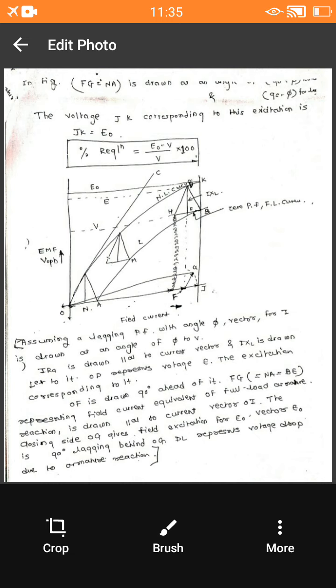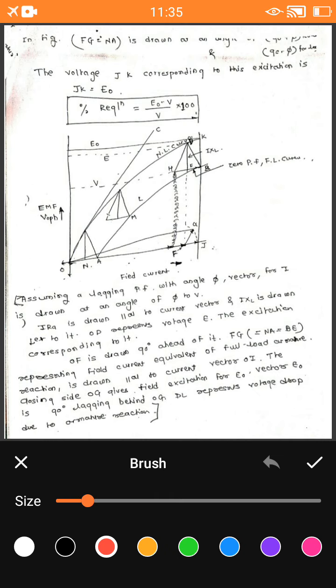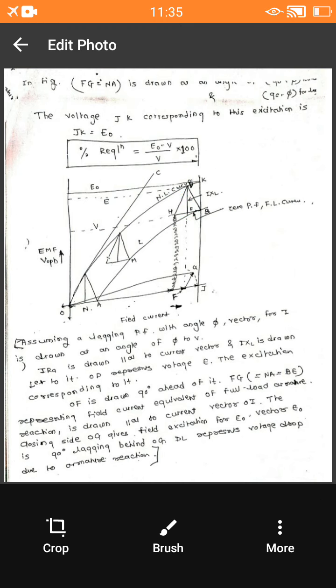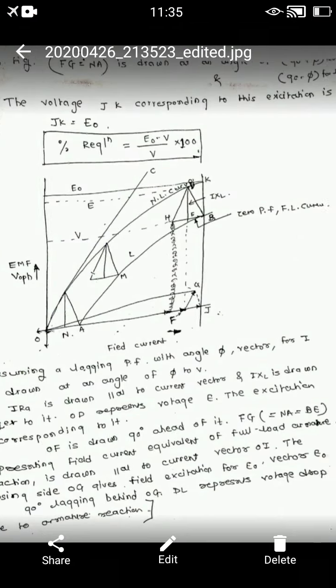So this is called the full load curve, and this is called the no load curve. This will be the characteristic. So this will be the basic requirement to draw the Potier triangle for a given value.